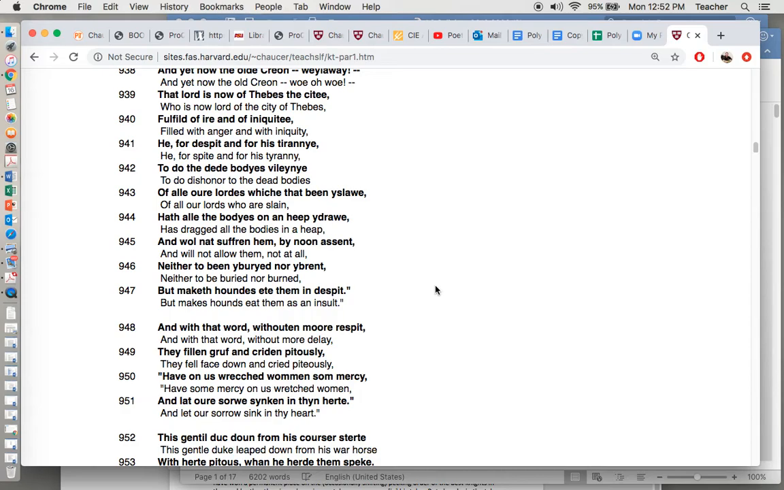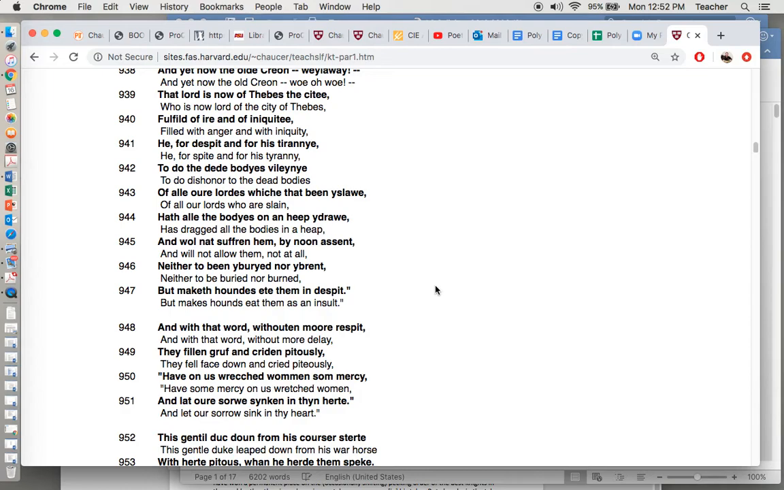Okay, 943. Again, of all our lords which that been slain, he hath all the bodies on a heap y-drawn. Okay, he's dragged all the bodies into a heap. I don't know if I agree with that translation because to draw a body, as we know, can be to rip it to pieces. And we get the idea that he's desecrating corpses. So this actually might be a little bit nastier than what Harvard has here.